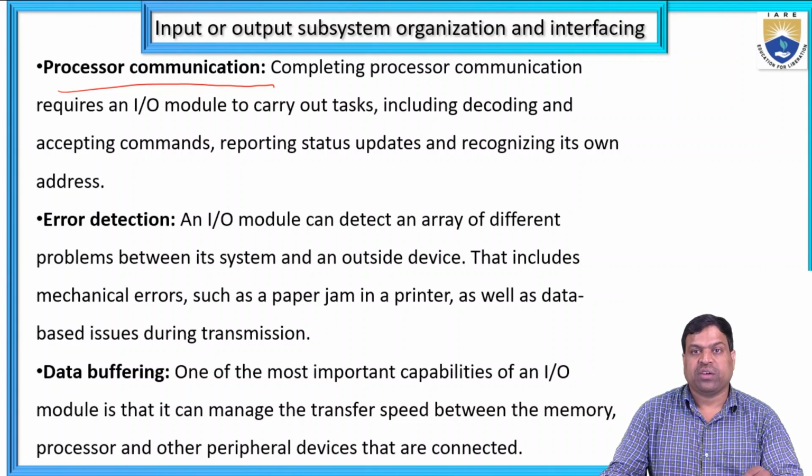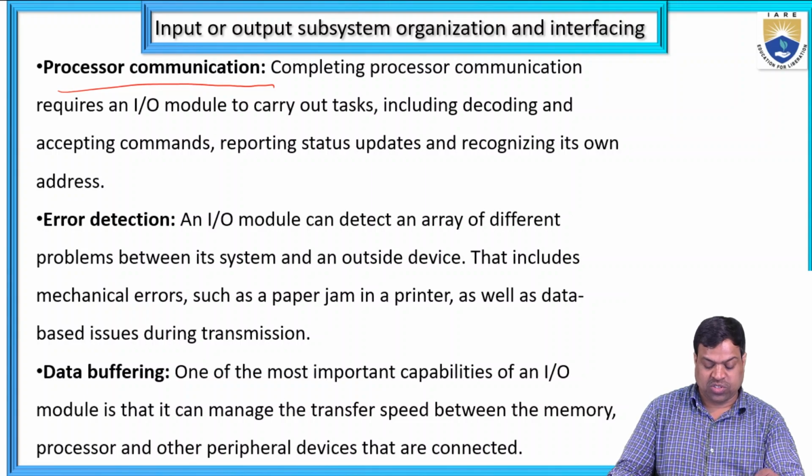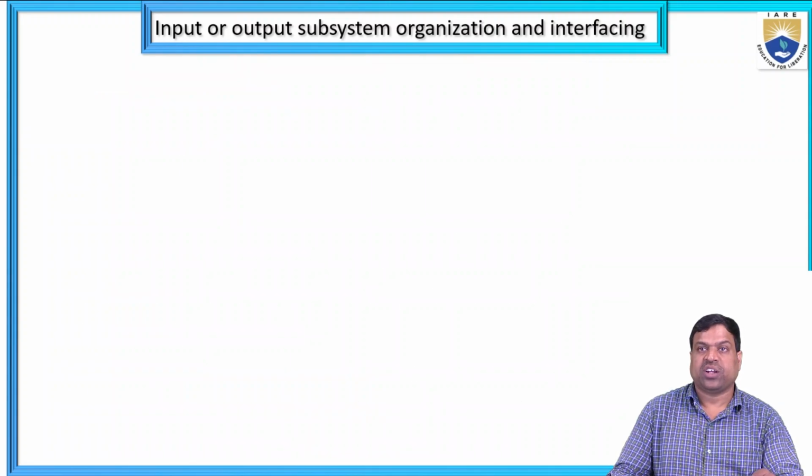And data buffering. One of the most important capabilities is the buffering of the data, and it can manage the transfer speed between the memory, processor, and other connected peripheral devices.